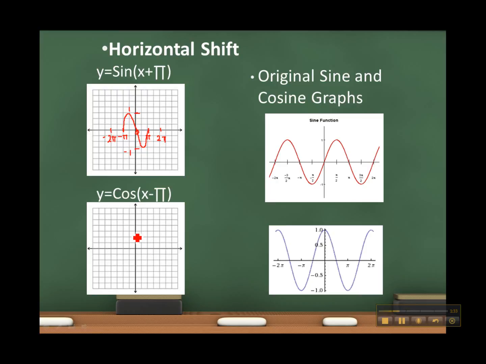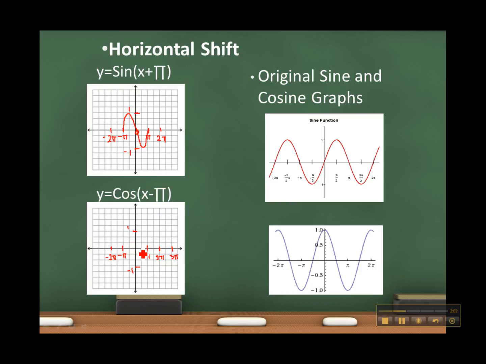And for the cosine, it works exactly the same. I'm going to make this a 1, this a negative 1. So here I have negative pi, and here is negative 2 pi, and over here would be 1 pi, 2 pi, and 3 pi. So for this one, I'm going to shift it pi units to the right.